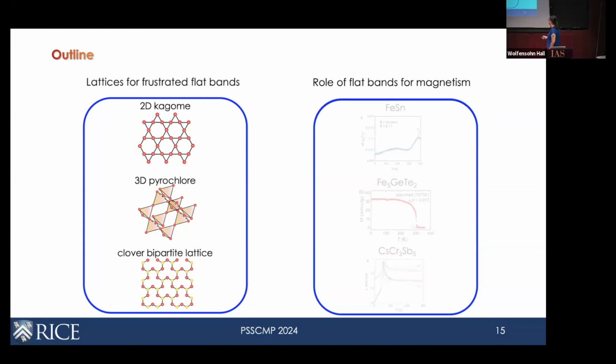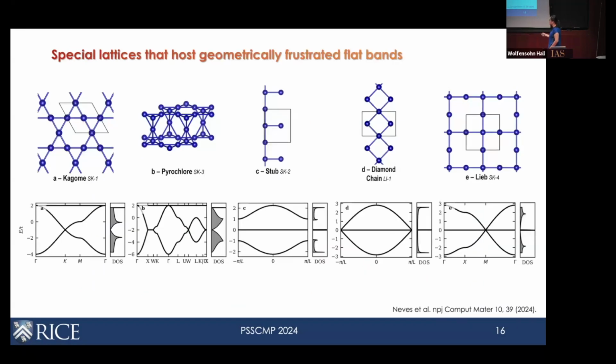I already talked about Kagome a little bit, but as we know, there's a vast database for bulk crystals, and there's been really nice cataloging work that looks through the many different crystal structures that we already have, and looks for lattice motifs that would give you this kind of geometric frustration.